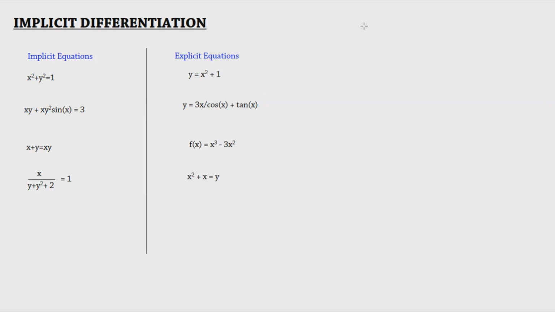The ones that we've been solving ever since we started differentiation are called explicit functions or explicit equations. If we look at the form of the equation, we have y is equal to f of x, just the y, and then a pure function of x on the other side of the equation. Since x squared plus x is equal to y, we can rearrange this as y is equal to x squared plus x.